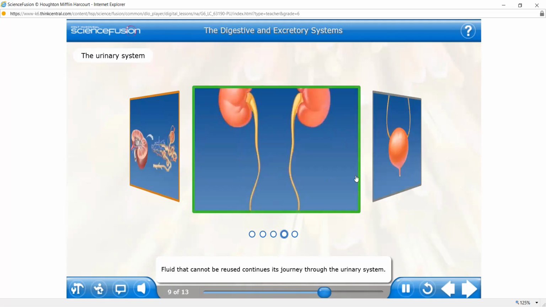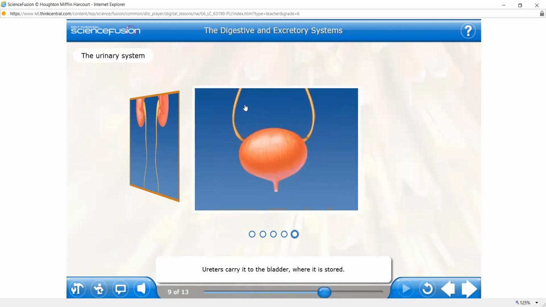Fluid that cannot be reused continues its journey through the urinary system. Can you guess what this waste fluid is called? It's urine, and it leaves the kidneys through tubes called ureters. Ureters carry it to the bladder, where it is stored. From the ureters, our urine passes and collects into this urinary bladder.